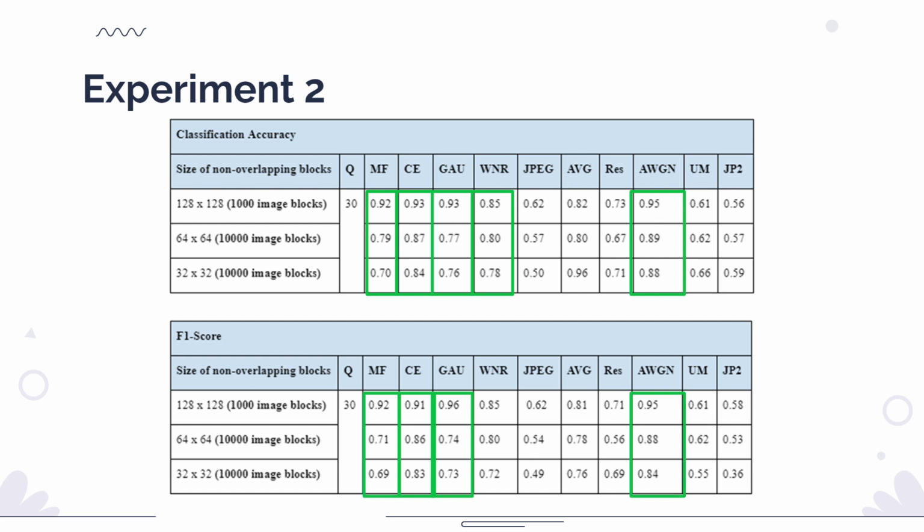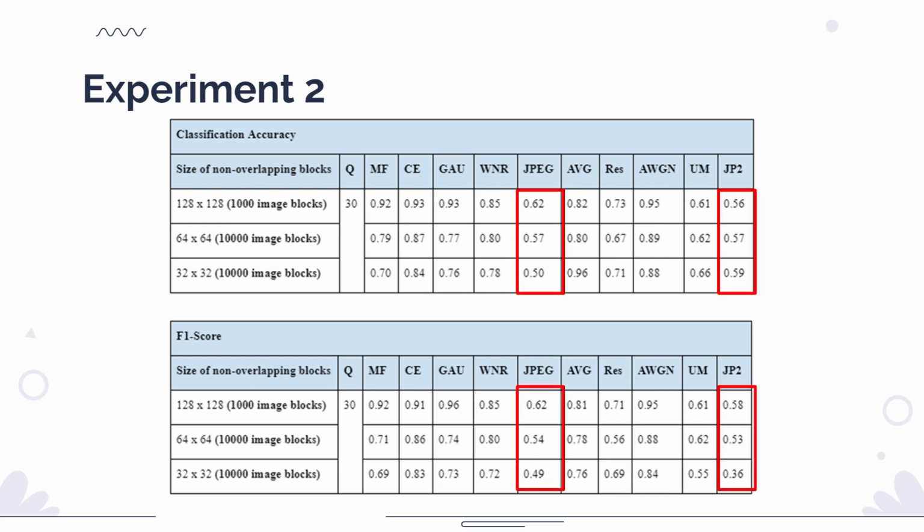In experiment 2, as compared to post-JPEG compressed tampered images with quality factor of 70, the accuracy score decreased slightly. As quality factor decreases, the performance of the model decreases. Similar to experiment 1, the model achieved low metric scores for images tampered with JPEG and JPEG 2000 operations. In both experiment 1 and 2, accuracy in detecting image blocks of sizes 32 by 32 is the lowest.